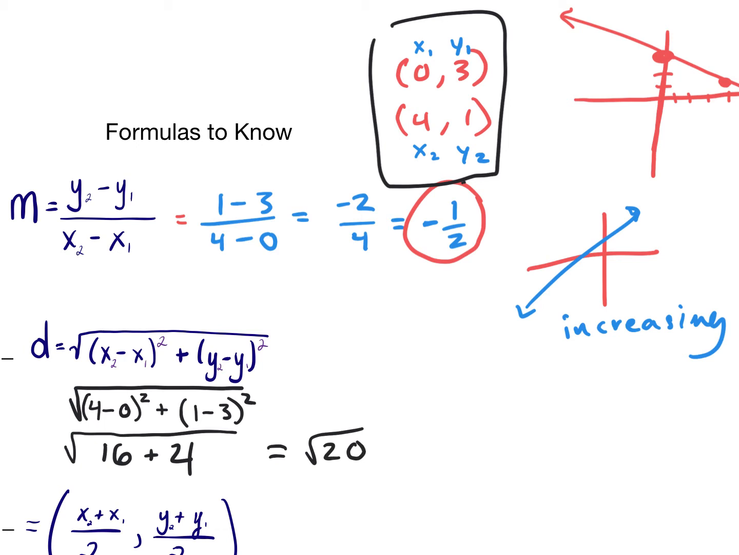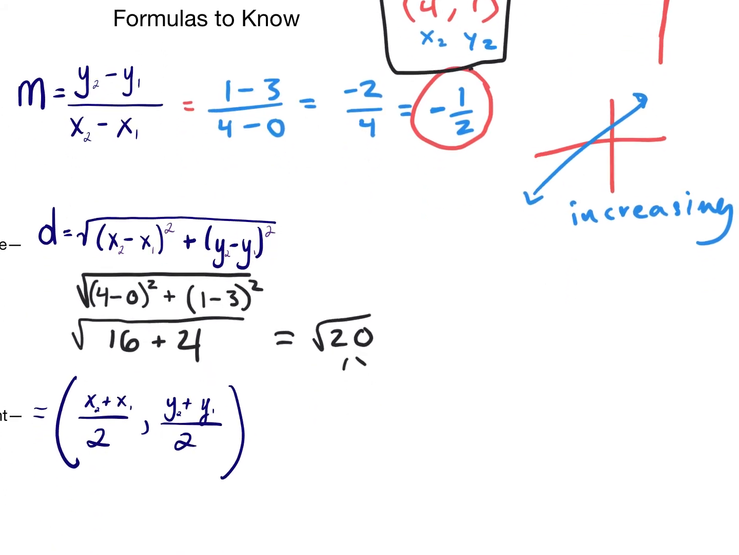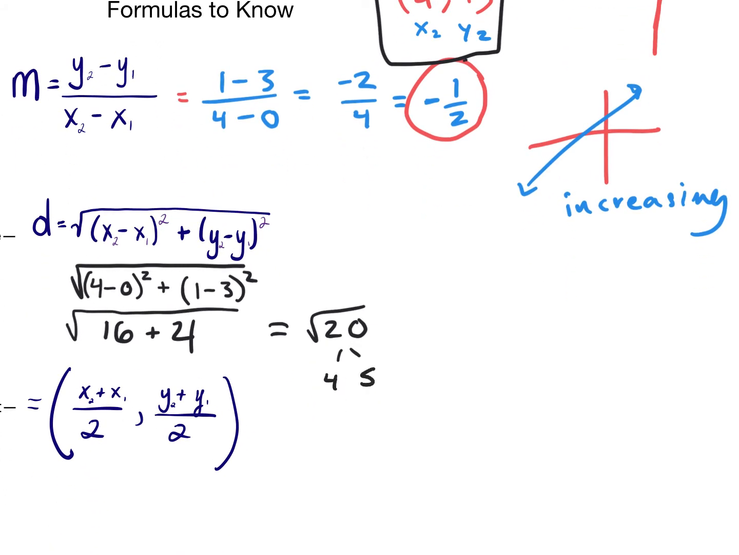Can I simplify the square root of 20? What are some factors of 20? 4 and 5. What are 2 factors of 4? 2 and 2. So I know if I have a pair, I can take out a 2, and I'm left with 5. So square root of 20 simplifies to 2 square root 5.